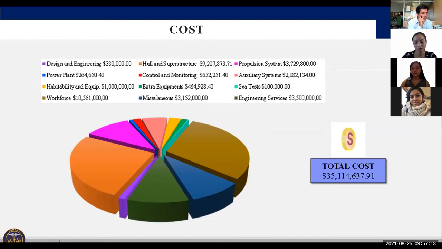And finally, we present the cost. The cost estimate for the ship is around 35,150,000 dollars. As you can see in the pie chart, the highest values are for the structure and superstructure. The other is the workforce of all the construction groups.